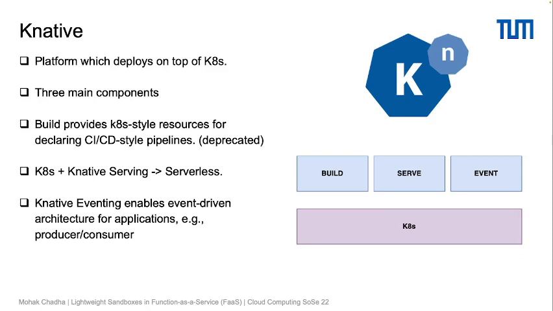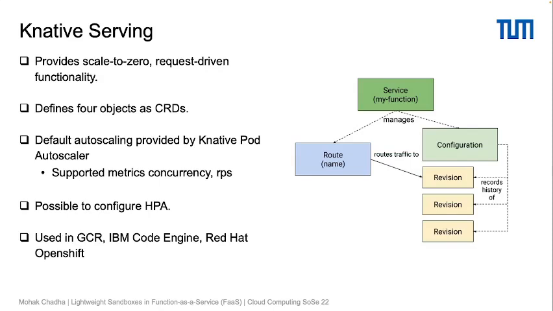And eventing is for defining DAGs. In FaaS, you can not only have a single function, but also workflows, so it can be acyclic graphs, where one function calls multiple other functions synchronously or asynchronously. If you want that kind of functionality, you have to use Knative eventing, and then you can define sources, sinks, producers, consumers, everything. Here we only focus on Knative serving.